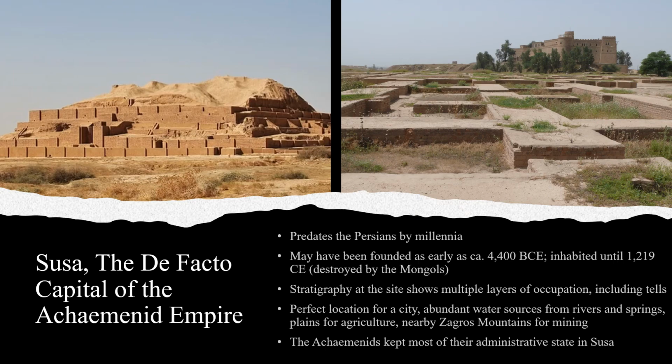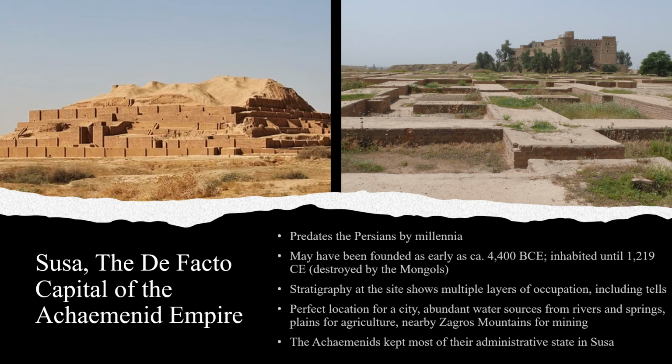While Persepolis may have been the legal, de jure capital of the Achaemenid Empire, Susa was the de facto cultural capital of the Achaemenid civilization. Susa actually predates the Persians by millennia. It may have been founded as early as 4400 BCE. The city was also inhabited until 1219 of the Common Era, when it was destroyed by the Mongols.